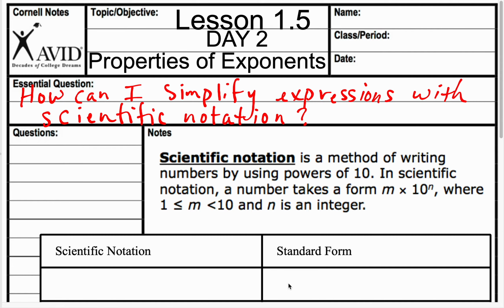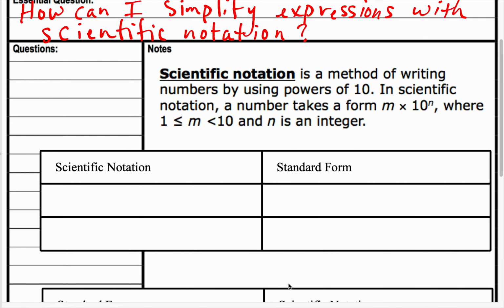So scientific notation is a method of writing numbers by using powers of 10. In scientific notation, a number takes the form m times 10 to the nth, where m is any number that is greater than or equal to 1 and less than 10, and n is an integer. So I'm going to write some examples down.